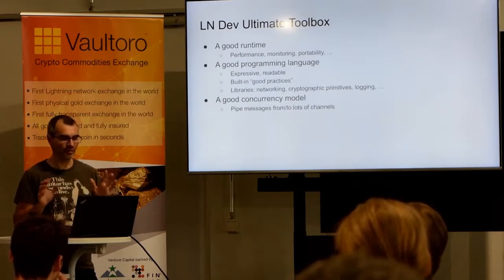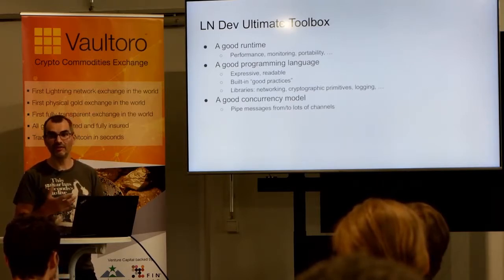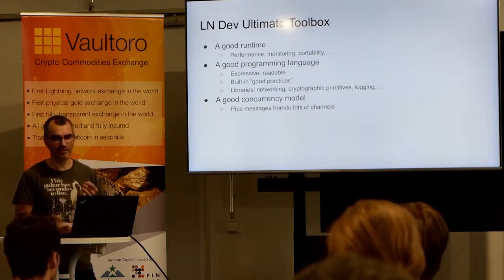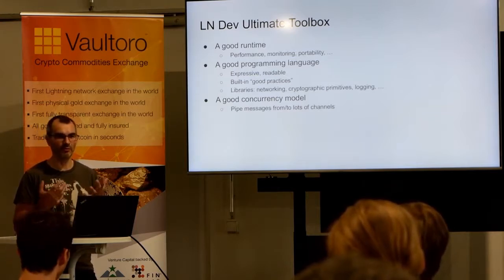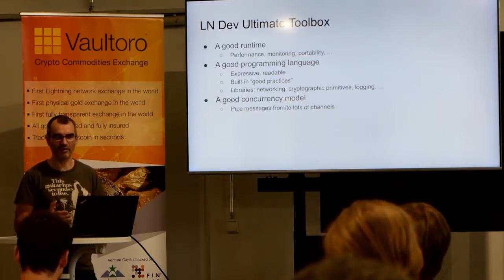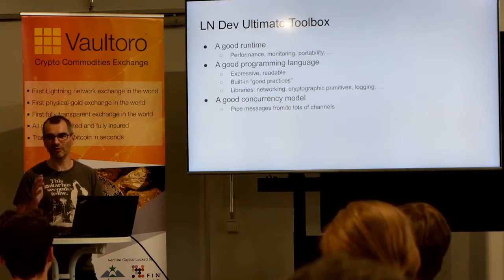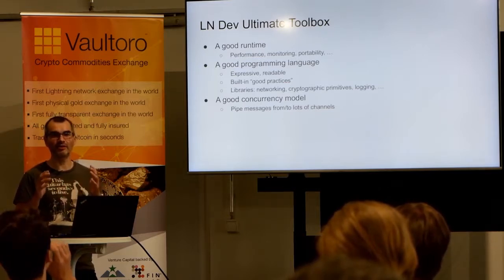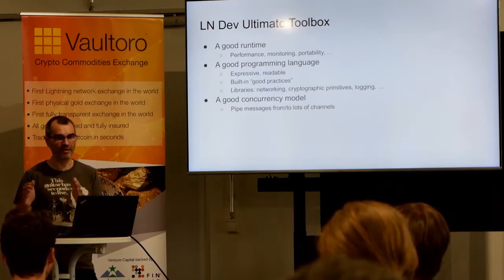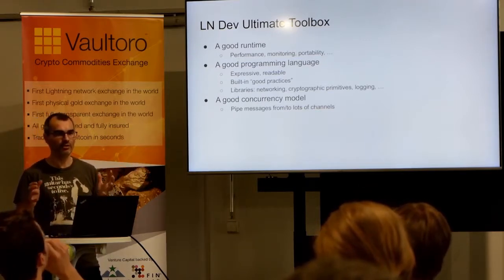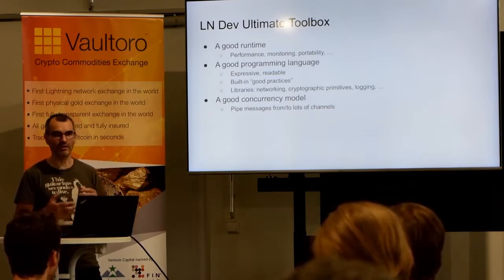So what we were looking for is a good runtime, something that works well, where it's easy to understand what's going on in production, what the memory and CPU issues are, how you can monitor what's going on, and that is portable. We need a good programming language, and good means expressive and readable. You need to express things in a few lines of code, but it has to be readable. I've been programming for a very long time, more than 35 years, and it's probably the most important thing about a programming language that I think of now: how easy it is to understand what the code is doing, and what the intent behind the code is. And what is also very important, if you want to manage lots of challenges, you need a really good concurrency model and good concurrency libraries.